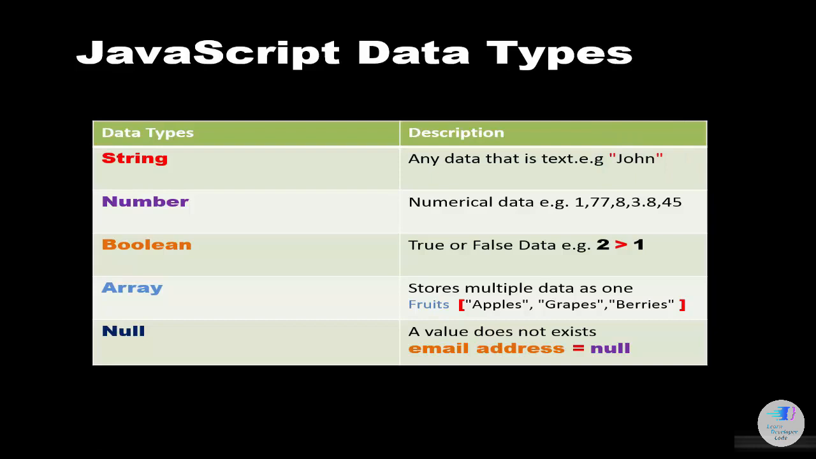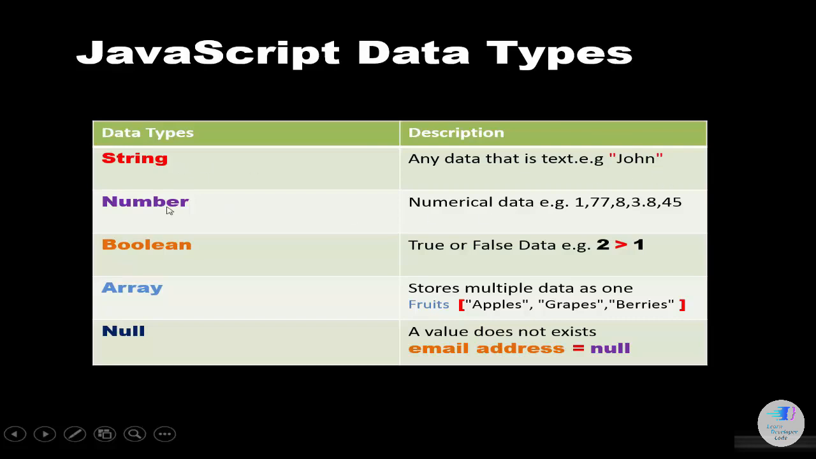quotes. In JavaScript, you can use either double quotes or single quotes, but you can't mix them. You can't, for example, start with a double quote and then end it with a single quote. It just won't work. You have to maintain the type of quotes you use. All right, so that's what strings do.